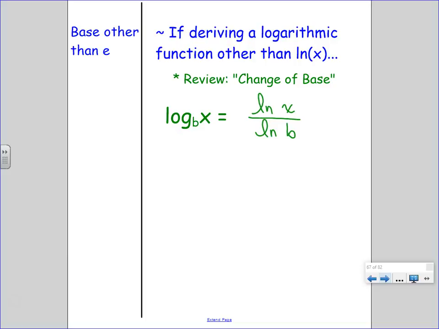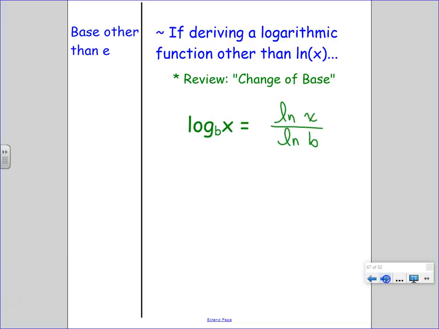We can do that? We can take a log of any base and make it in terms of ln's? Yes, using a pre-calc formula called the change of base formula. So if ln is so nice, if his derivative is so nice, which it totally is, then how do I face a log of any other base? Yeah, that kind of rhymes. I put it in terms of ln.